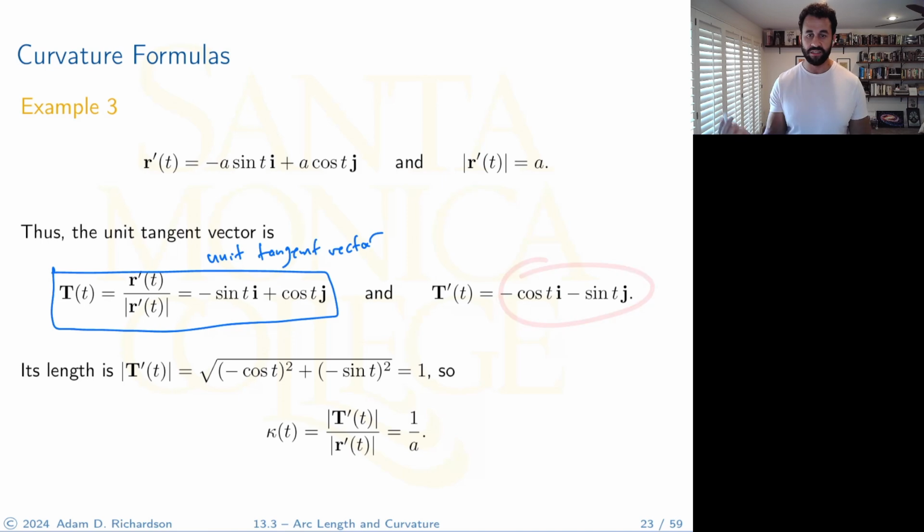So again, just using the distance formula, we get that the length of t prime in this case does happen to be 1. Just a coincidence. That is not always the case. Now we can use our formula kappa of t. This length is 1, this length is a, and we get that the curvature of a circle of radius a is 1 over a. There it is.